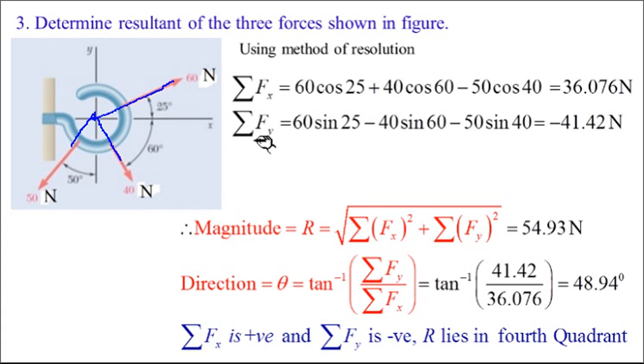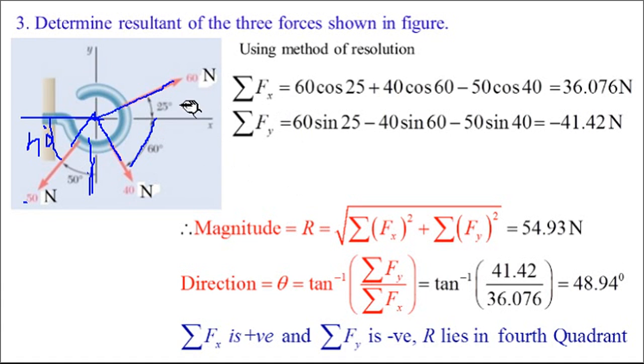Now you have to resolve into components. The first force is this 60, angle with horizontal is 25. The second force is this 40, angle with horizontal is 60. The third force is 50 here, and the angle with vertical is given as 50. Here carefully, you may make a mistake. With vertical this angle is given as 50, which means with horizontal this angle will be 40 degrees. So here you have to find this angle with horizontal as 40 degrees and then resolve.